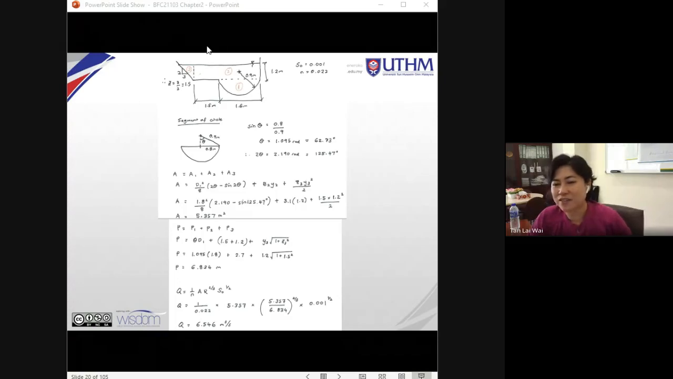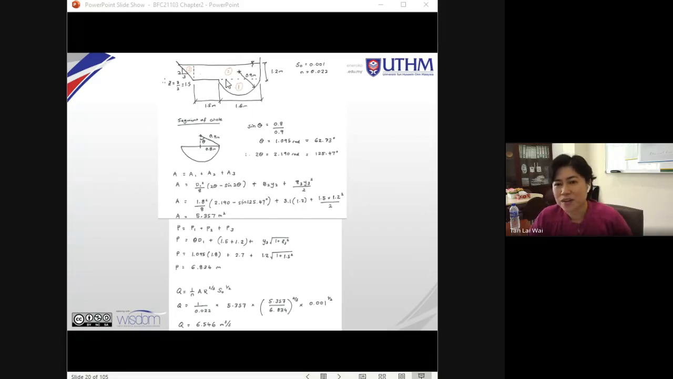All right, so I divide this activity into three subsections. One consists of a segment of a circle, then section 2, and then section 3, which is half of a triangular. All right, so I have a rectangular here.